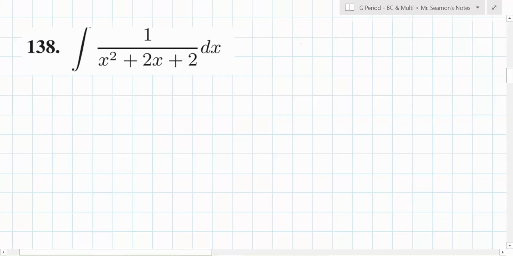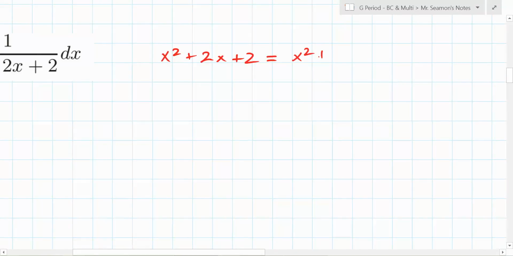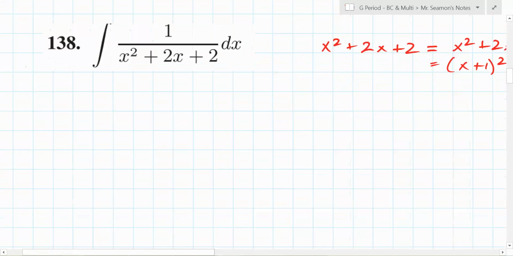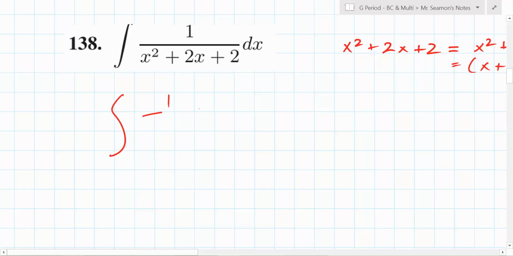Here's the thing you have to realize. X squared plus 2x plus 2, that's the same as x squared plus 2x plus 1 plus 1. This is kind of cool. Usually you have to add and subtract the same thing. But what is x squared plus 2x plus 1? Plus 1, right? We haven't changed anything yet, right? So you can rewrite this as 1 over x plus 1 squared plus 1 dx.